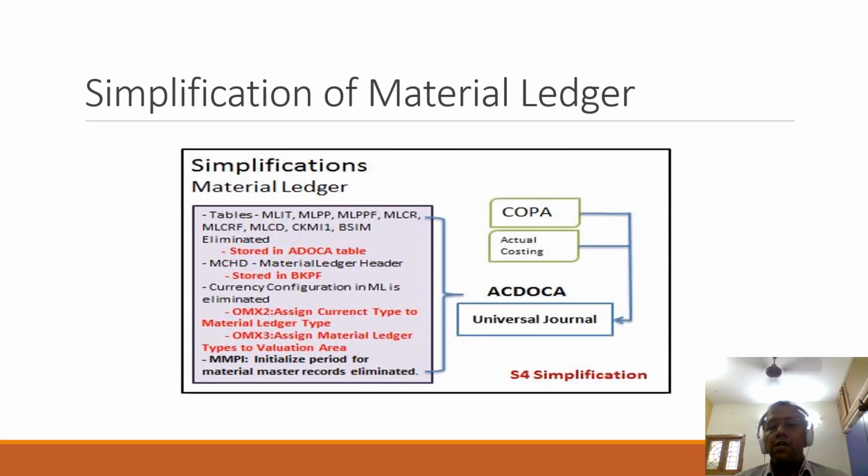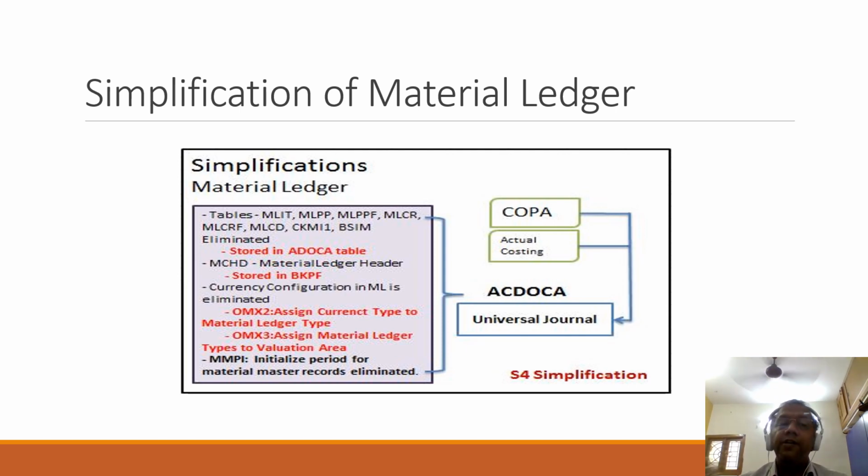Simplification of the material ledger. Why has the material ledger been simplified? Do you think it is easy in ECC or in S4? Not like that. Look at how it has been mapped to tables and how the actual costing is done. In COPA, the material ledger actual costing has flowed from COPA. When we go into the universal journal, the material ledger currency configuration is eliminated, so each and every transaction is facilitated in S4 HANA. That's why we are getting a simplification of the material ledger.